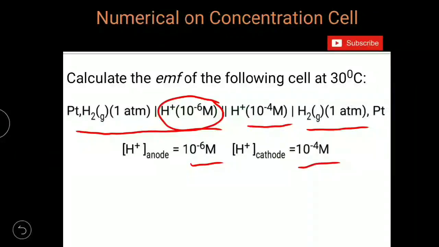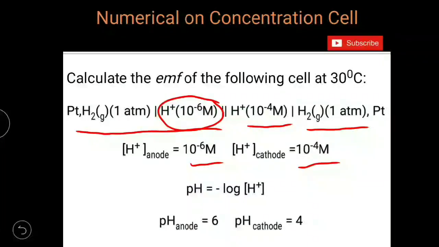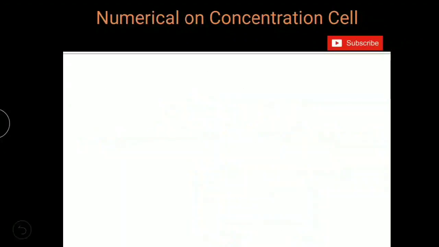If you know H plus ion concentration, then you will be able to find out pH. pH is negative logarithm of H plus ion concentration. If you substitute 10 power minus 6 here, pH at anode is equal to 6 and pH at cathode is equal to 4. Negative logarithm of 10 power minus 6 is equal to 6 and negative logarithm of 10 power minus 4 is equal to 4. So pH at anode is equal to 6 and pH at cathode is equal to 4.